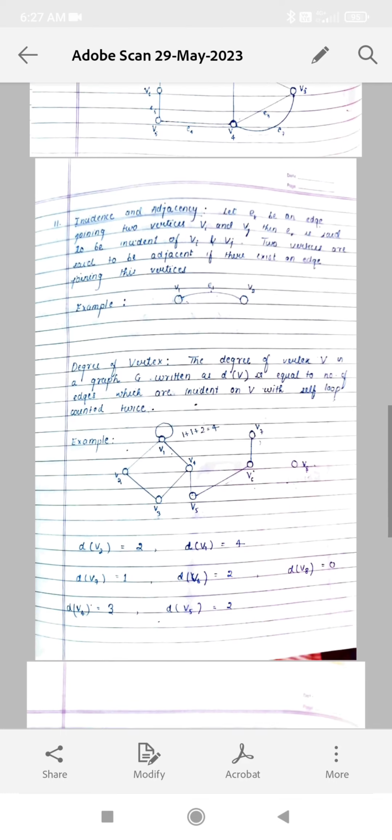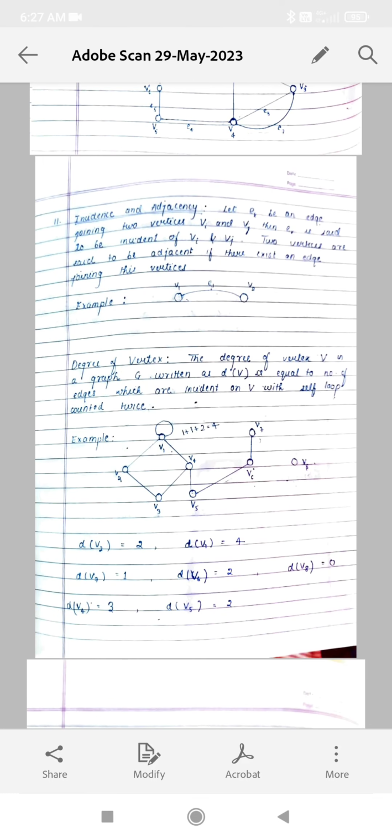Now coming on to incidence and adjacency. Let Ek be an edge joining two vertices Vi and Vj, then Ek is said to be incident on Vi and Vj. Two vertices are said to be adjacent if there exists an edge joining these vertices. So if V1 and V2 are two vertices and E1 joins V1 and V2, then V1 and V2 are said to be adjacent. Now coming on to degree of vertex. The degree of vertex V in a graph G, written as d(V), is equal to the number of edges which are incident on V, with self loop counted twice.